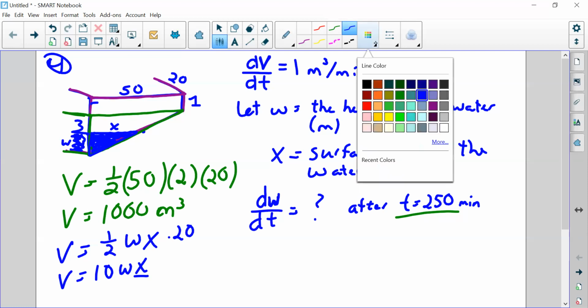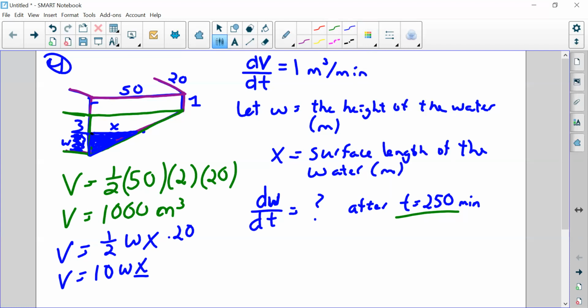Okay, think about it like this. Here we have one triangle, that's W by X. And then here we have another triangle that is 50 by 2. They are similar triangles. How do we know they're similar triangles? We have 2 right angles and they share this angle. So we have angle similarity. So we got to use those similar triangles to help us relate this.